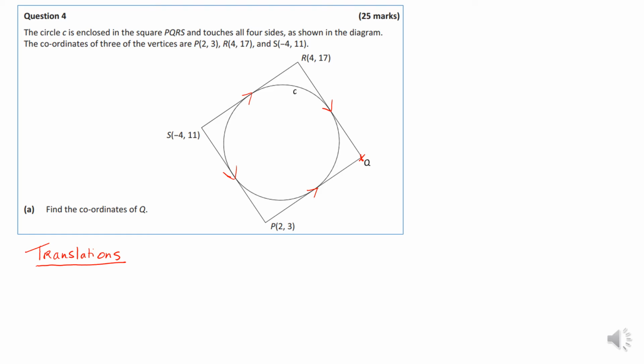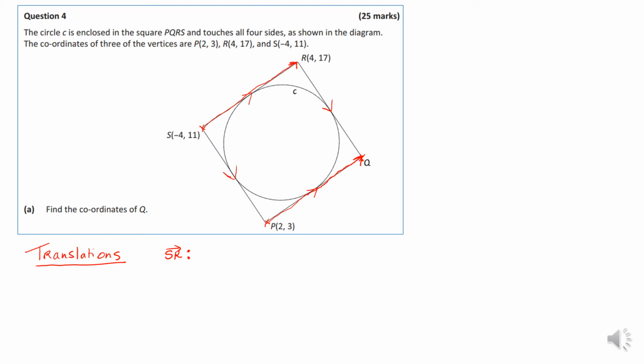So if we take point S, which is here, and we look at the movement or the translation from S to R, if we copy that exact same translation, so the same direction and the same distance from P, then we should arrive at point Q. So that's what we're going to do. Let's study the translation from S to R. Let's examine what happens.